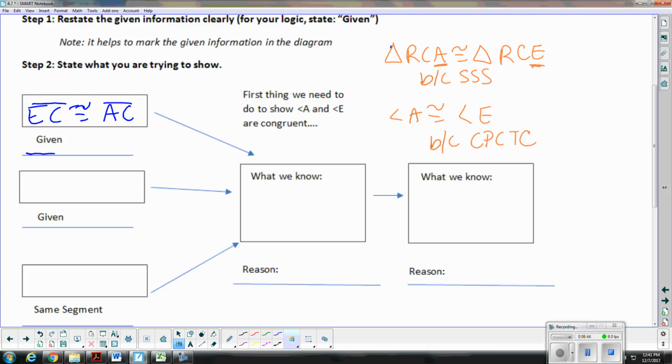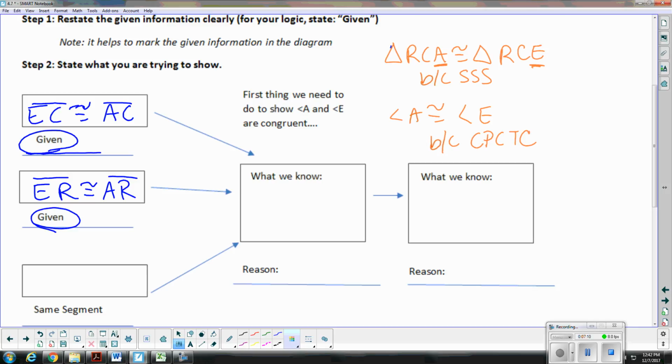All right, and then on this line, you're just going to write given, which on your note sheet should already be done. And then the second piece of given information was that ER is congruent to AR. And again, that piece of information was given.